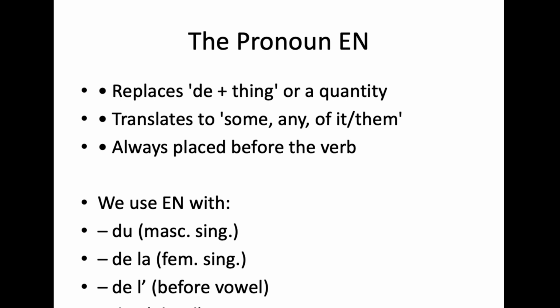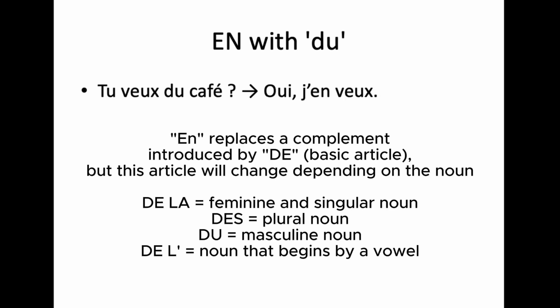So if we take this first example with du, we have café. Café is a singular and masculine noun, so in this case, you have to say du café because the verb is vouloir quelque chose. However, this de, as I told you, will change depending on the noun. So there we have a noun that will change because its form is singular and masculine. So you have to make it agree depending on the noun.